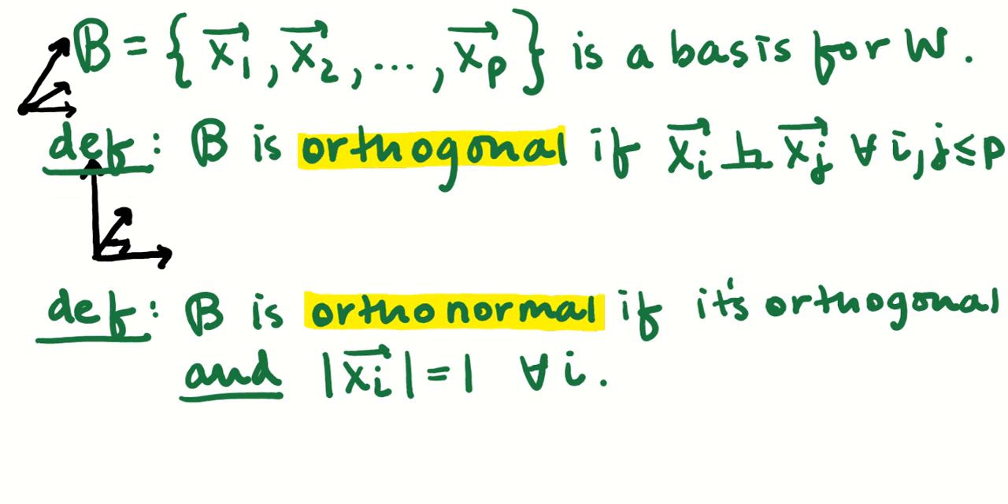An orthonormal basis is going to be where we're going to have vectors all orthogonal to each other and all length 1. Okay? And the Gram-Schmidt process is going to help us go from a basis like this to a basis like that, to an orthonormal basis.